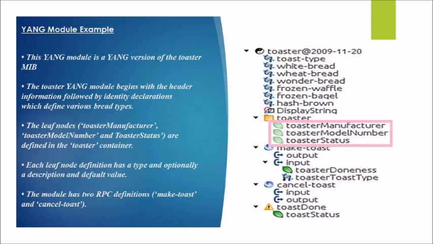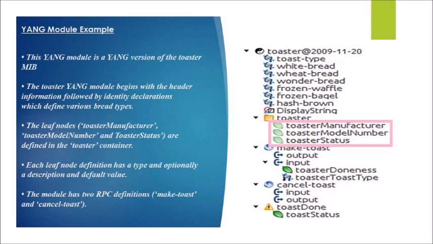That is why whichever attribute is always constant for this device will be called a leaf node. Each leaf definition has a type, and optionally a description and a default value. So you know that for toaster manufacturer and the others, they have a type, but optionally, if you give a human-readable interface, then you can give a description.